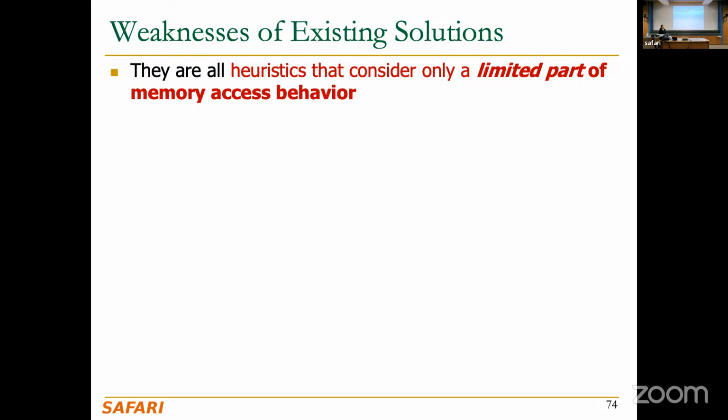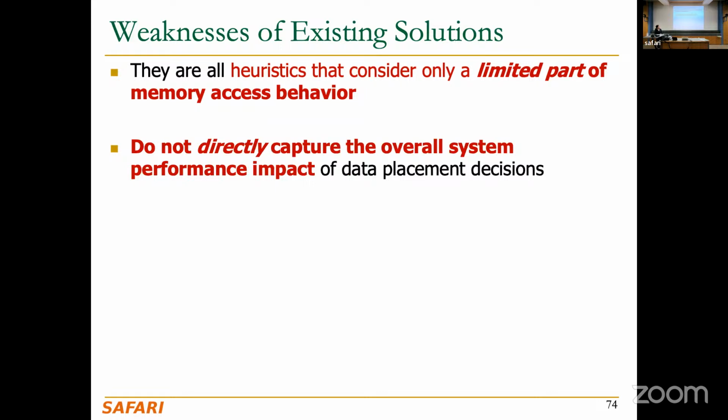There are some weaknesses in the existing solutions for these hybrid memories, since they are all heuristics that consider only a limited part of the memory access behavior. For example, before we only considered whether a write is fast or not, whether the access to the memory is fast or not, but we didn't consider other aspects. And it cannot directly capture the overall system performance impact of the data placement decisions. So it can make some local optimization decisions, but maybe it's not optimized globally.